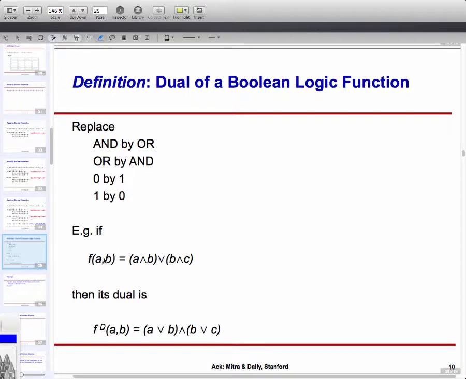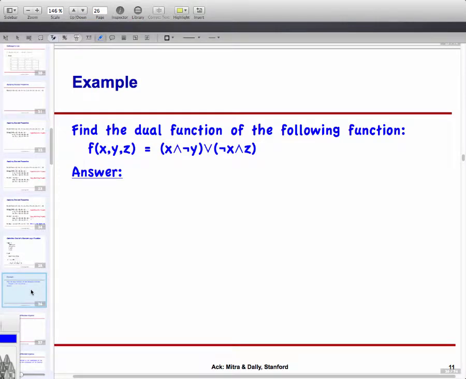So for example, if f of a, b was a and b or b and c, then the dual of f, which we indicate with this subscript d, is as shown. Basically we have replaced this and by this or, this or by and, and this and by this or. So we map to the dual, and this is called the dual function. Now, that's just a definition of duality. There's a very interesting property which is true, which we'll see shortly, but let's do the following first.